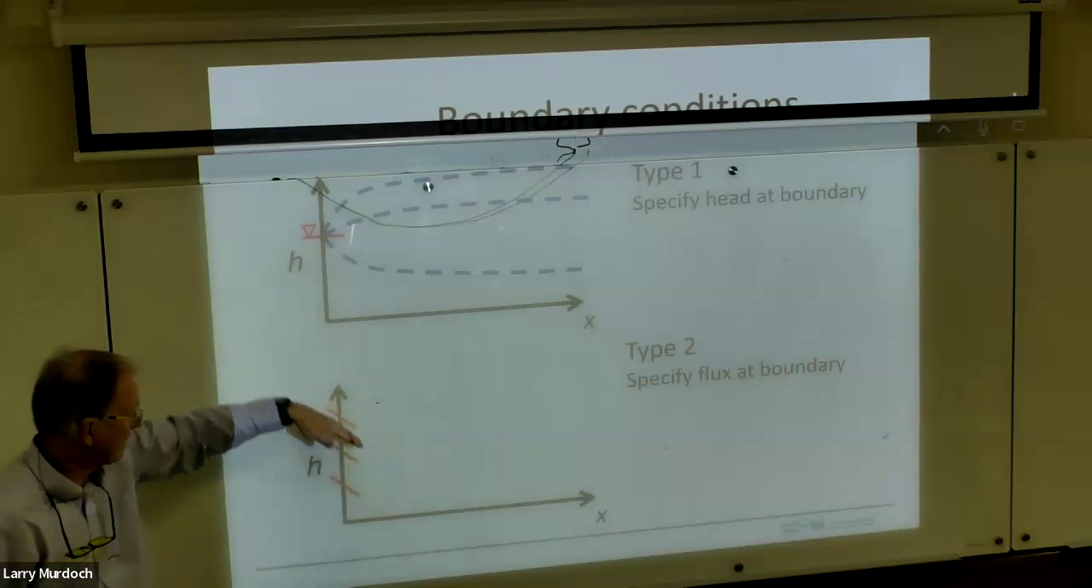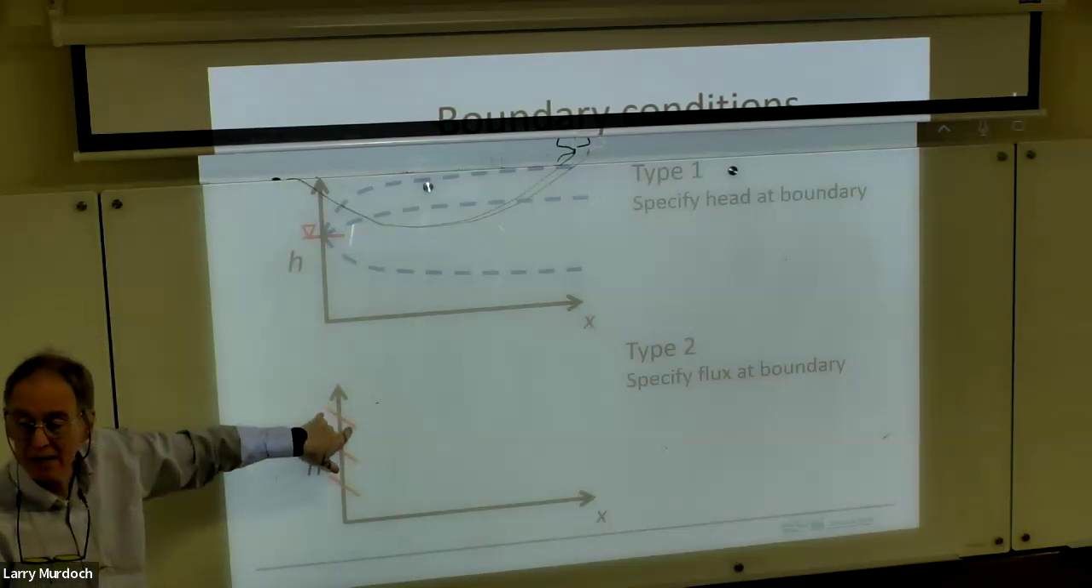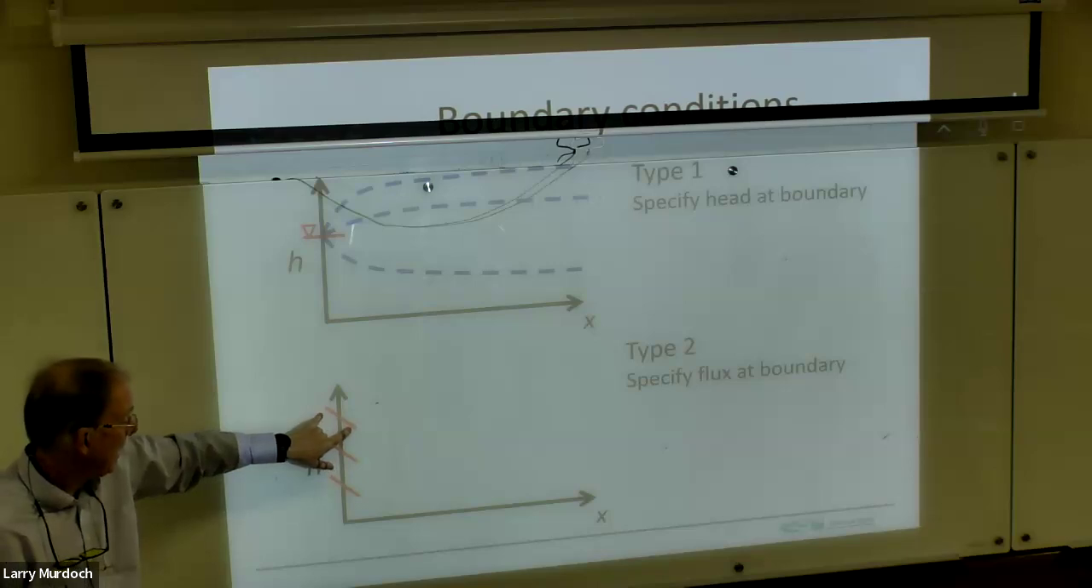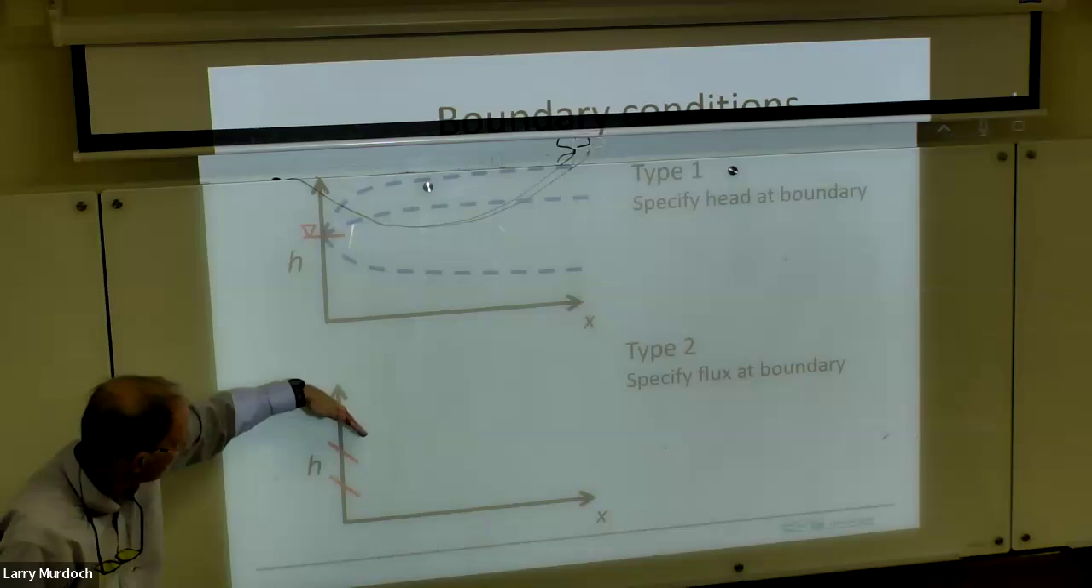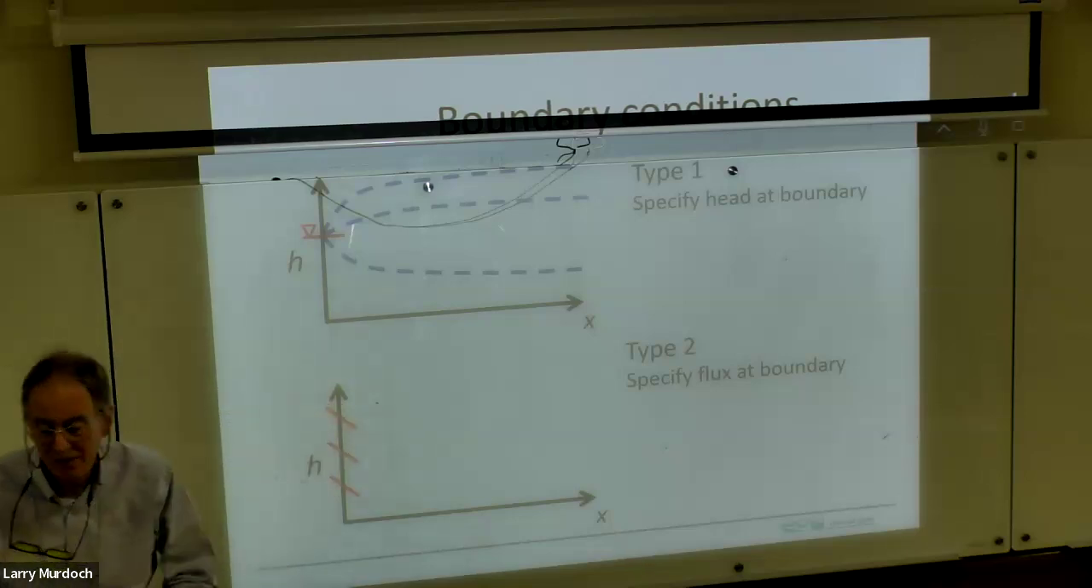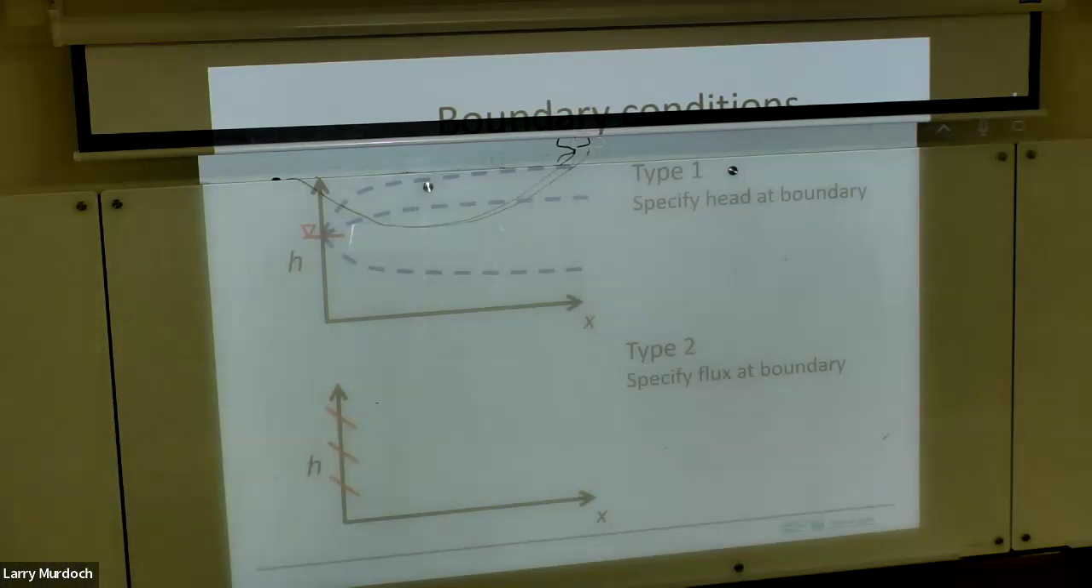So what we're saying is that the gradient has to be that. Okay? And if we're specifying the gradient, then we're just specifying what the slope is, but we're not actually specifying what the value of the head is. So, yeah. Here, through Darcy's law, the flux and the gradient are proportional.